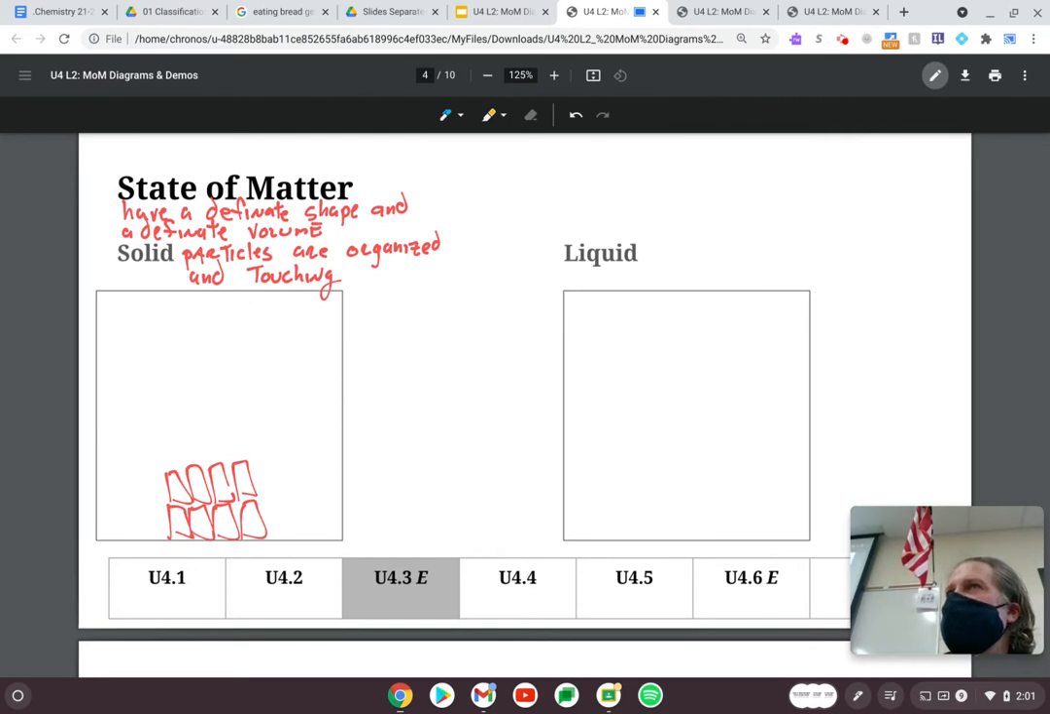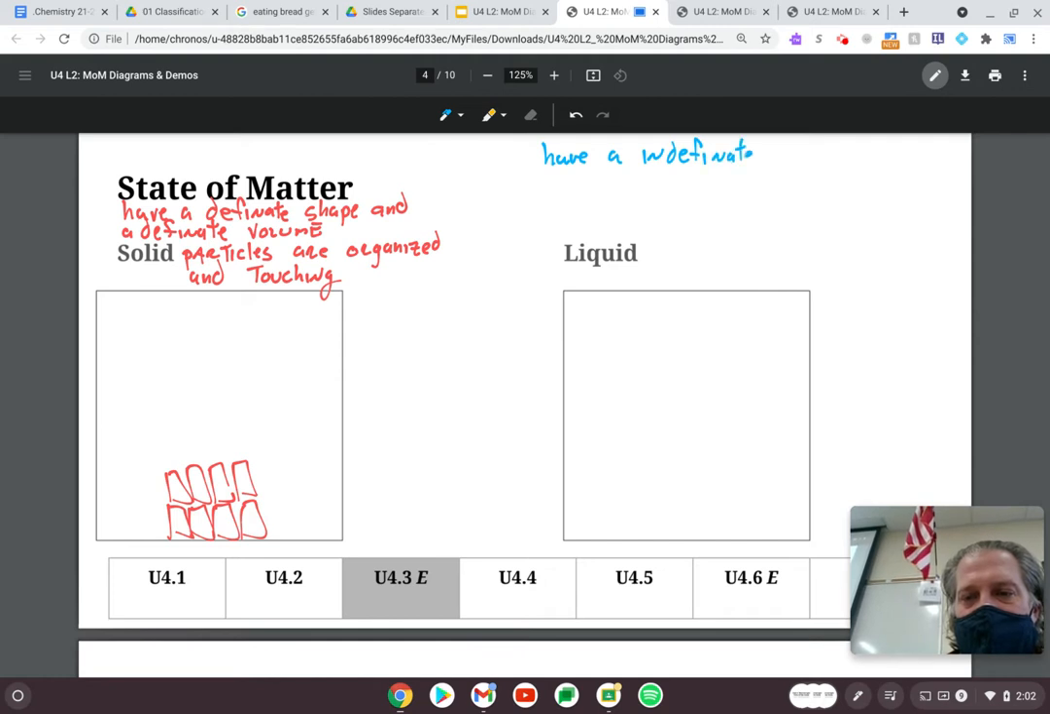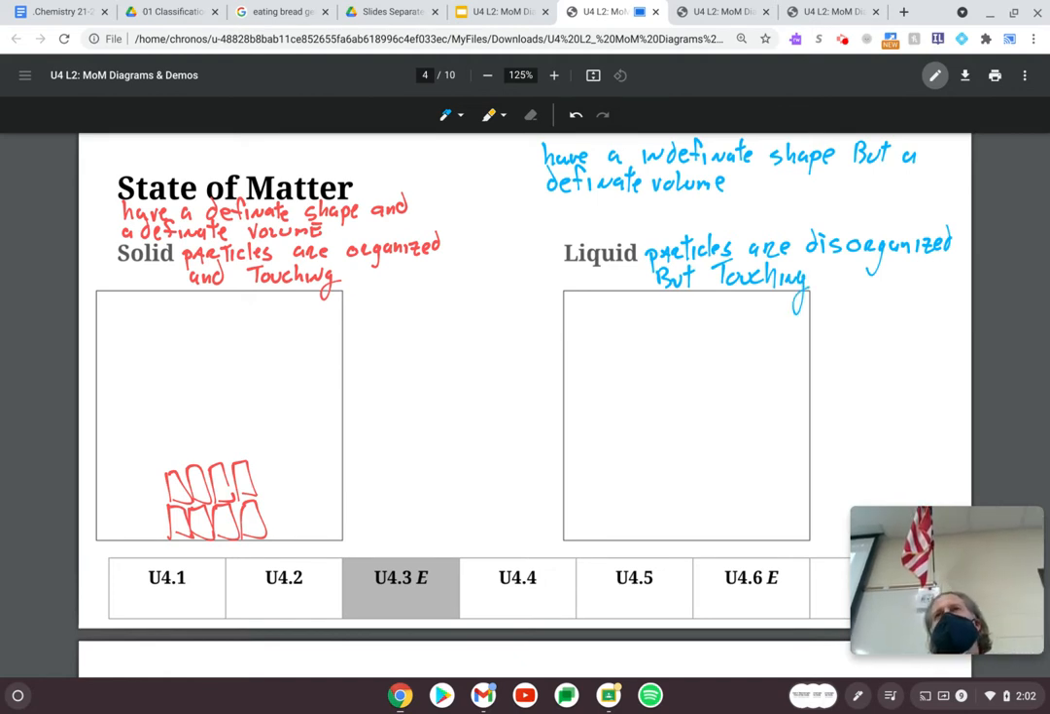The next state of matter that we are going to discuss is the liquid. Liquids have an indefinite shape but a definite volume. And liquid particles are disorganized but touching. When I say something has an indefinite shape but a definite volume, another way to say that is liquids take the shape of the container that they're put in.